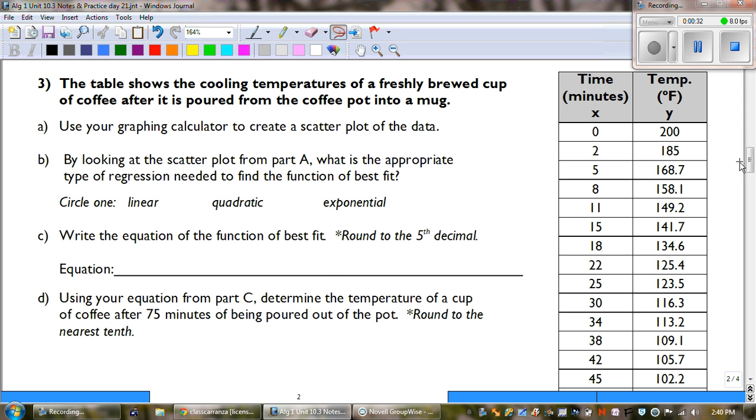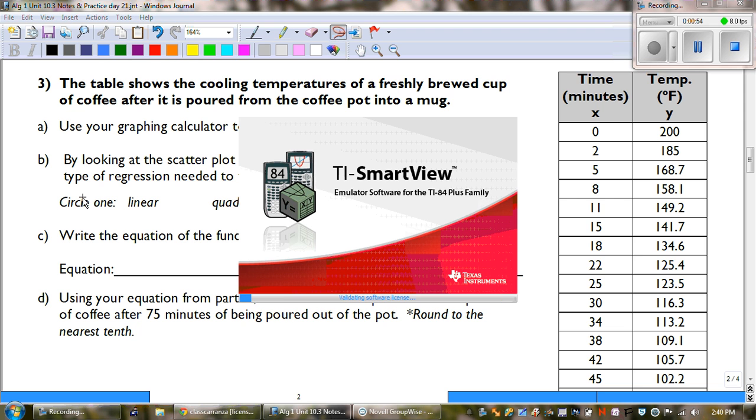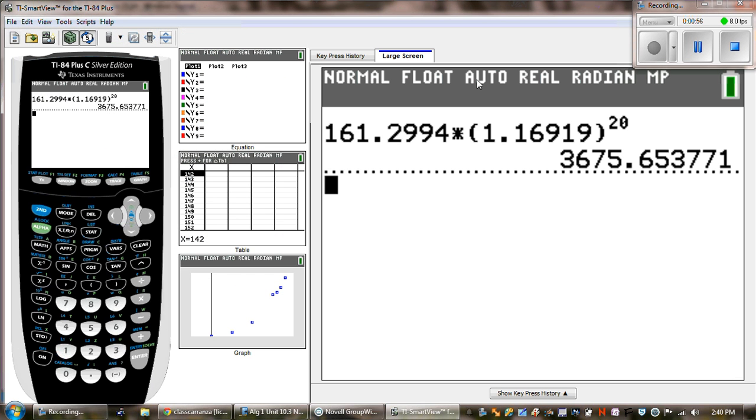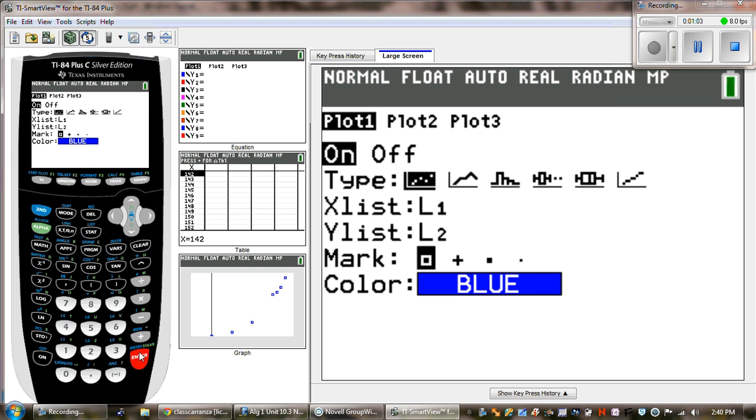It says the table shows the cooling temperatures of a freshly brewed cup of coffee after it is poured from the coffee pot into a mug. Step A says use your graphing calculator to create a scatter plot of the data. So go ahead and get your graphing calculators out. And we got to plug in some data. So first thing we're going to do is make sure these things are selected.